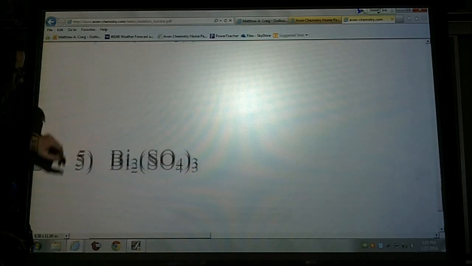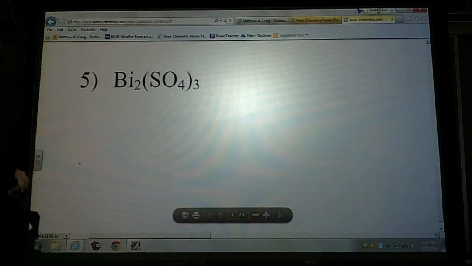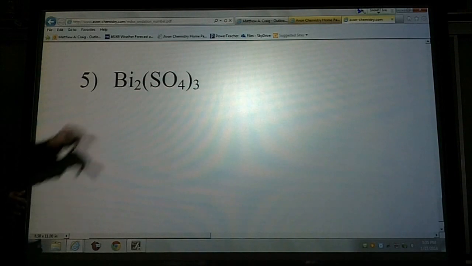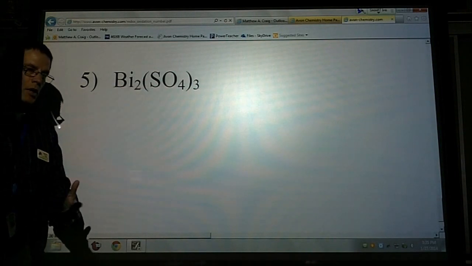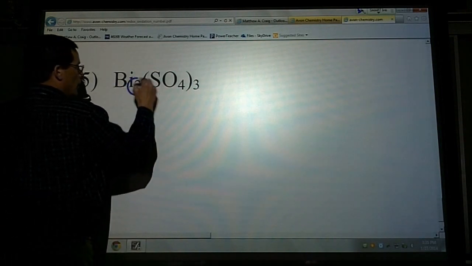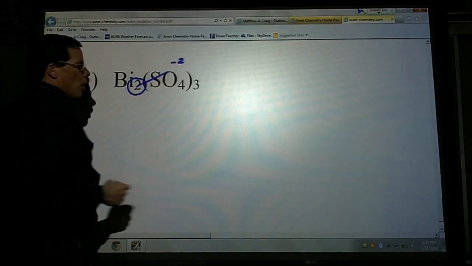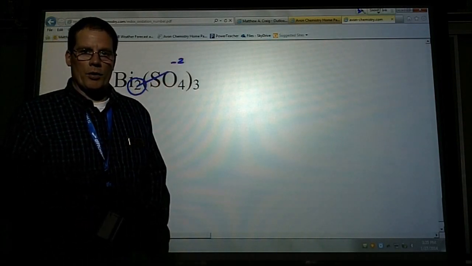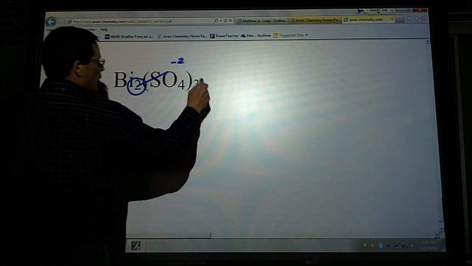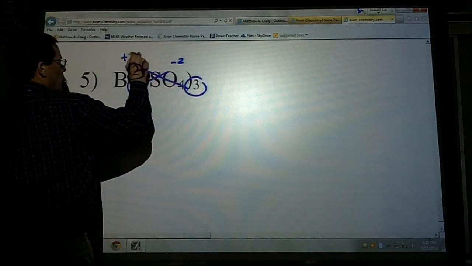All right, so let's look at the last one, where we have Bi2SO4, and there's a 3 there. And I can see where you're going. You're sitting here thinking already, all right, there's a 2 there, so this has a -2 charge, and you know sulfate has a -2 charge, which is good. And then you can say to yourself, well, bismuth has a +3 charge.